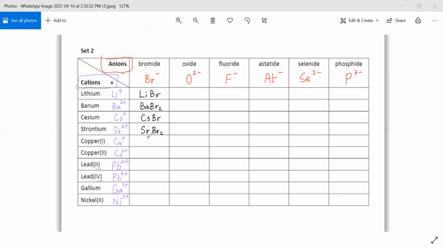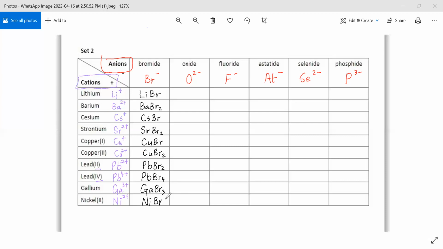Okay, my bad. CuBr. Perfect. Next. CuBr2. Perfect, CuBr2. This practice is really helpful. Checking each of them. PbBr2, perfect. PbBr4. Next, Daisy. GaBr3. And finally, Ishan. NiBr2.